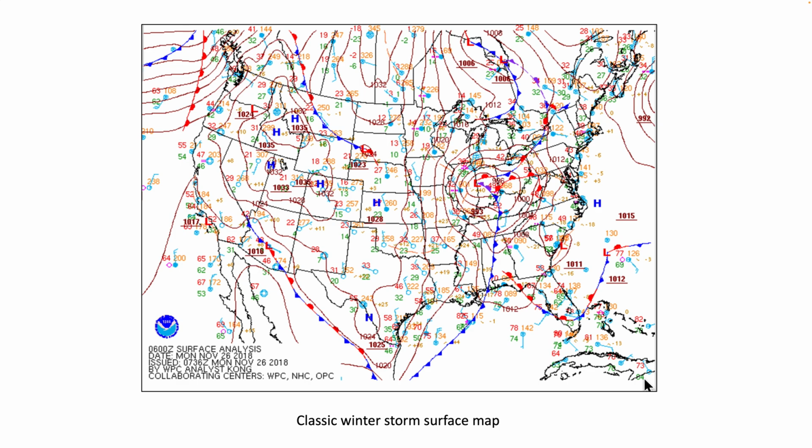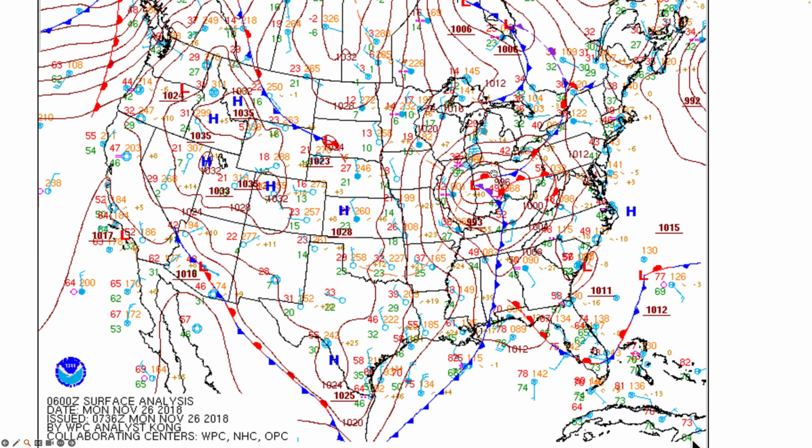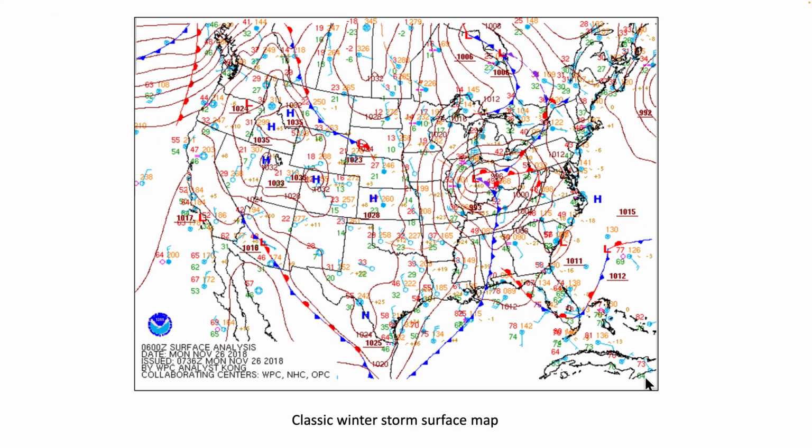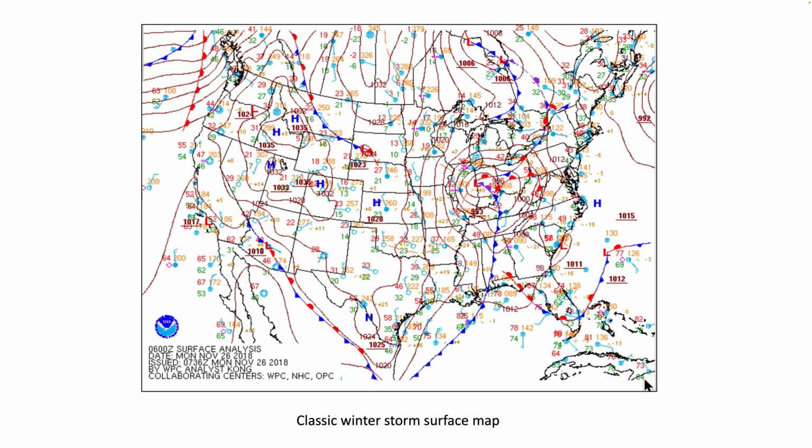And here's a classic winter storm surface map. And this is from Monday, November 26, 2018. You can see a low that's just beginning to occlude that's centered along the Illinois-Indiana border. And if you look really closely at Chicago, which is right here, you'll see that in Chicago, the conditions are occluded, moderate snow, winds at 35 or 40 knots. And so here in Chicago, it's just basically pouring down snow in a blizzard situation.